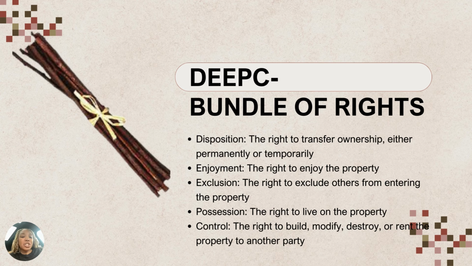Okay. Possession, the right to live on the property. Possession can deal with leaseholds and renters and things like that. That's where you're going to get into possession. Because you can have possession, but that doesn't mean you have the full bundle of rights, okay? So that's what possession is, saying that you can live on the property. Control is the right to build, modify, destroy, or rent the property to another. So you can do however you want. You have the control, okay?